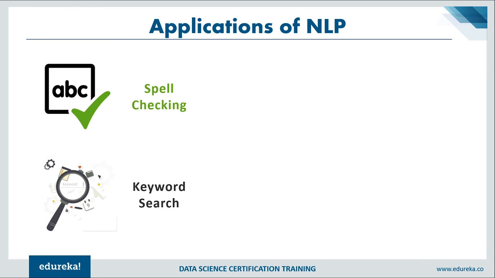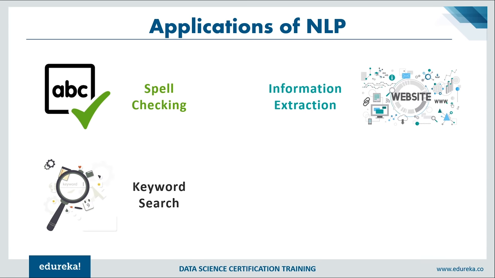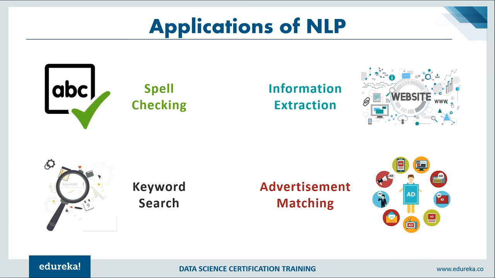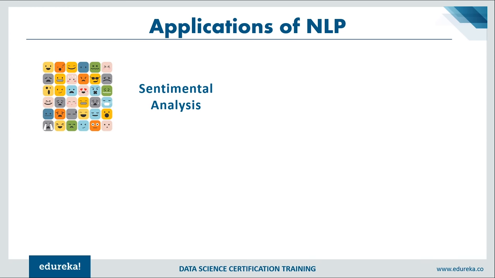Next, we have keyword search, which is also a field where NLP is heavily used. Extracting information from websites or any particular document also requires the knowledge of NLP. Now, one of the coolest applications of NLP is advertisement matching, which is basically recommendation of ads based on your search. What it does is analyze the text of the data which you are already using or searched and match it with the text data of the advertisement. Sentiment analysis is also a very major part of NLP.